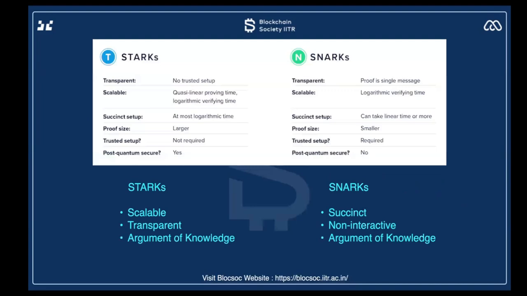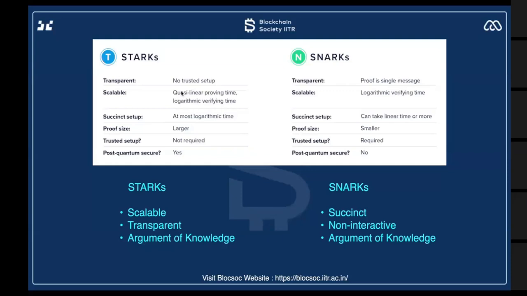So talking about transparency, SNARKs are not transparent as we have to rely on a trusted setup. How? In the last lecture we saw that there's a third party that generates a secret key tau, and from that tau the encrypted polynomials are calculated. But in the case of STARKs there is no trusted party.